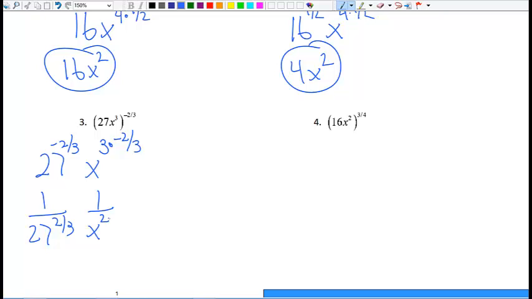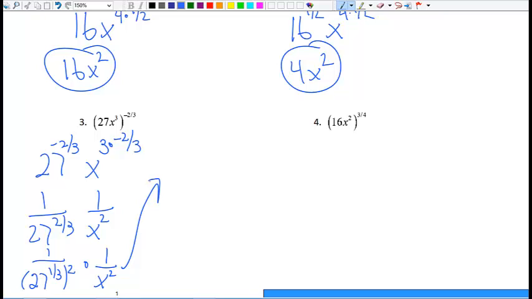Okay, so let's talk about 27 to the 2/3. One of our rules allows us to either square it first or cube root it first. And 27 to the 1/3 power is something we should know how to do. So let me put that all over 1 here. We still have this as an exponent, or in the denominator of a fraction. So 1 over 27 to the 1/3. And then we're going to square that, and we still have times x squared.